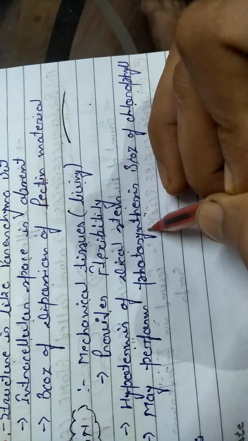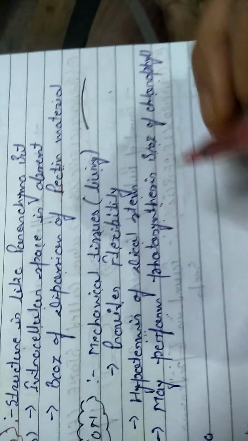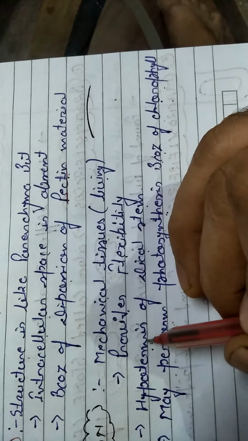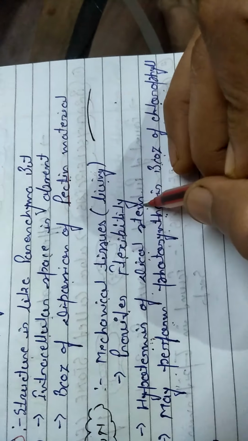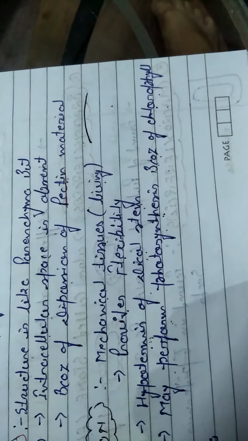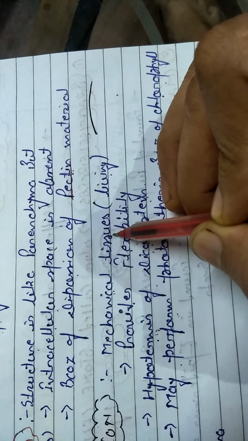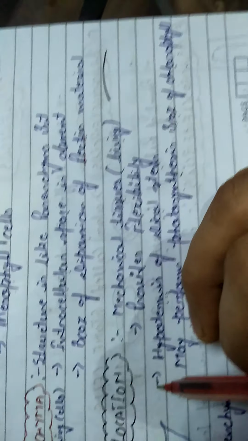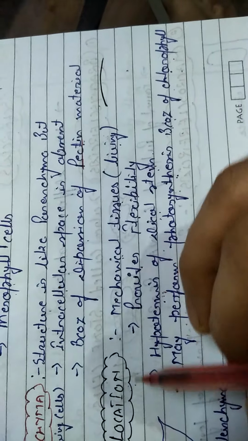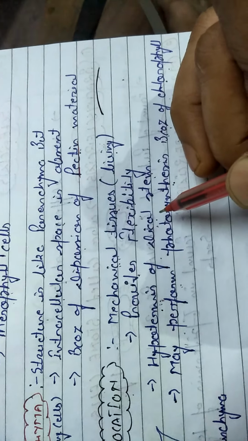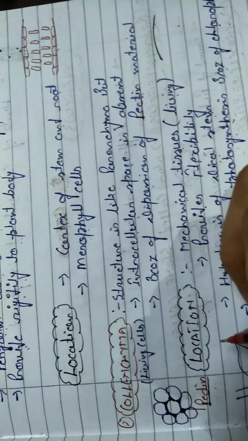They may perform photosynthesis because of the chlorophyll. If they have chlorophyll, then they may perform photosynthesis. And the hypodermis of dicot plants is also made up of collenchymatic cells. And at last, they are living mechanical tissues because they play a very important role to provide mechanical strength and flexibility to the particular plant. So these are known as collenchyma.